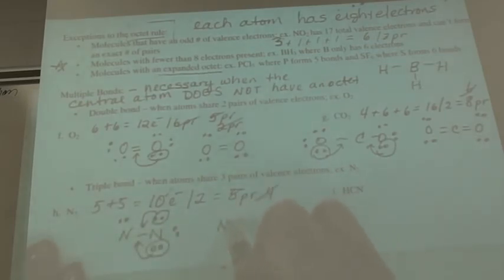And so I would write it like this. And when I look, I should have 5 pair of electrons shared between these 2 nitrogens. And I do. There's 1, 2, 3, 4, 5 pair. And I look, and this nitrogen is happy with its octet, 2, 4, 6, 8. And this nitrogen is happy with its octet, 2, 4, 6, 8.